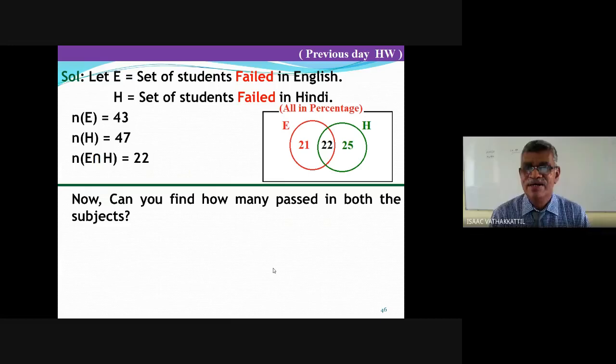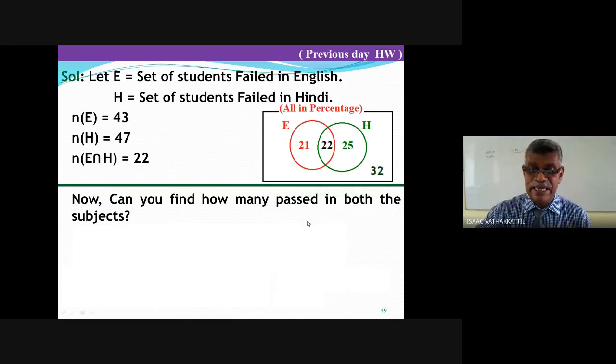32. I want the number. You are absolutely right. It's 32%. You are right. I want the number now. So what comes outside these two? These are failed ones. Outside these means failed in none of these. That means passed in both. That is 100 minus these 21, 22 and 25 subtracted from 100. That is 32. You are right, 32%.